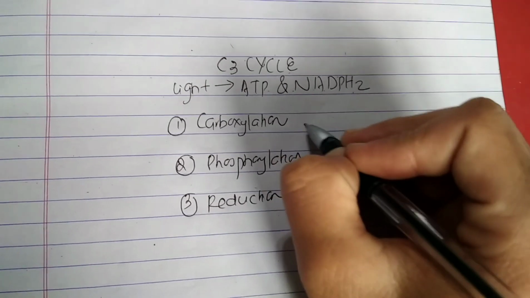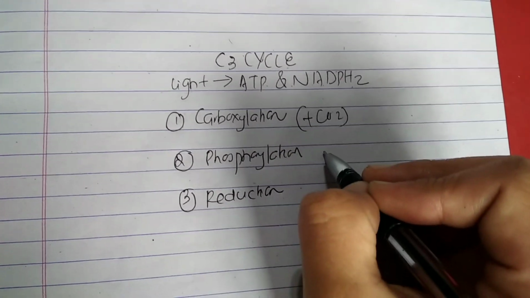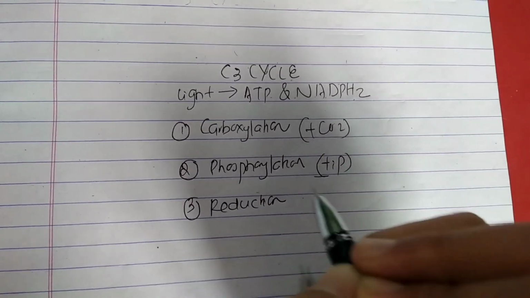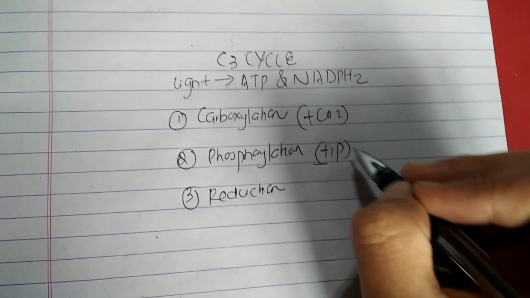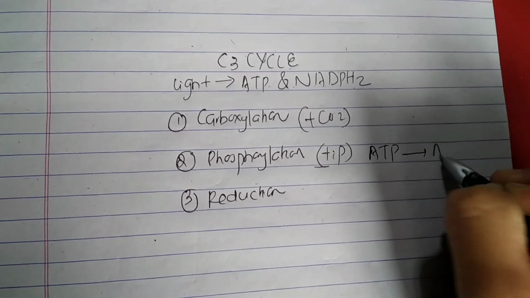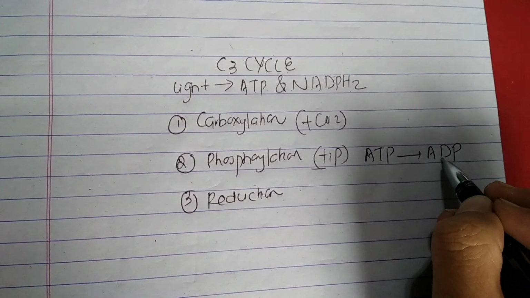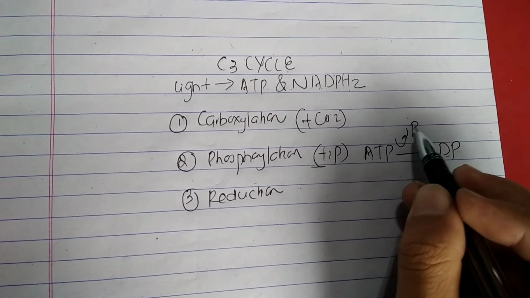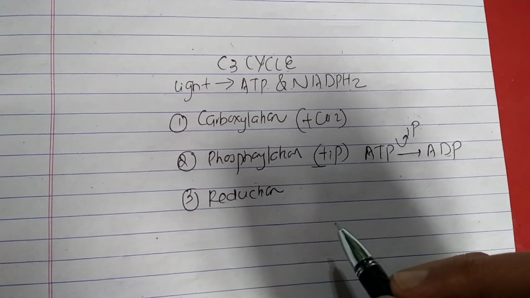Carboxylation, by the word, means addition of carbon dioxide, and phosphorylation means addition of an inorganic phosphate. Whenever you are doing phosphorylation, this simply means that you are converting adenosine triphosphate to adenosine diphosphate. If you see here, the triphosphate is being converted into diphosphate, which means one inorganic phosphate is being released. This inorganic phosphate will attach to the substrate you are using and it will be phosphorylated.